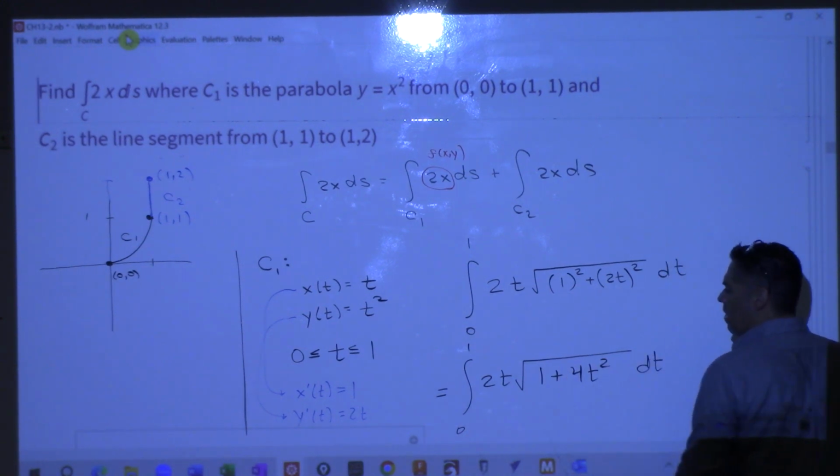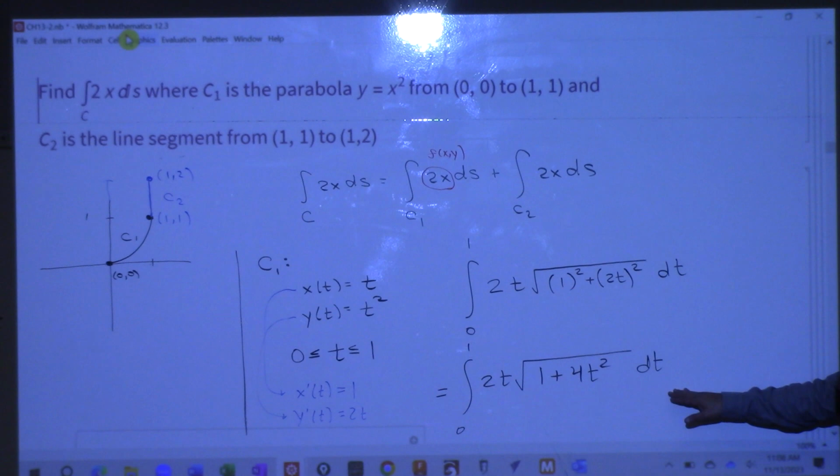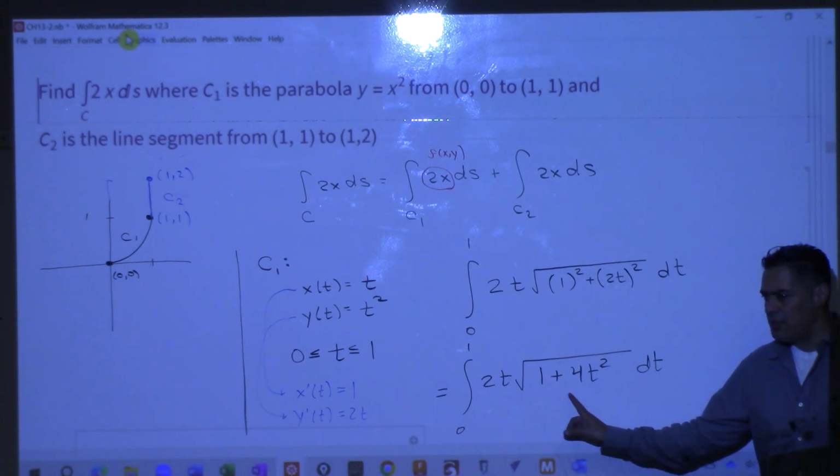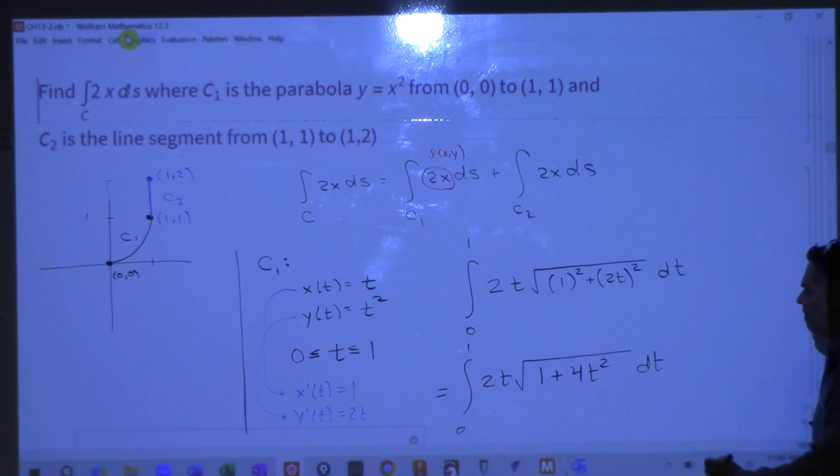And we should be able to do that with a basic u sub. Right? If I let u be this, I should be able to do that. So I'm going to put a check mark here. We could get that, right? Okay, that'll be the answer to the first part. Any questions? Yes? I see you got the y of t.